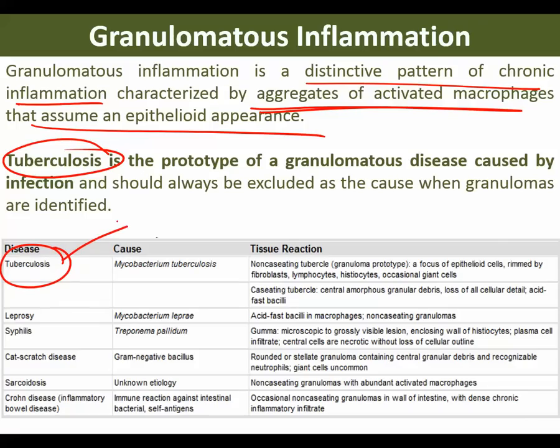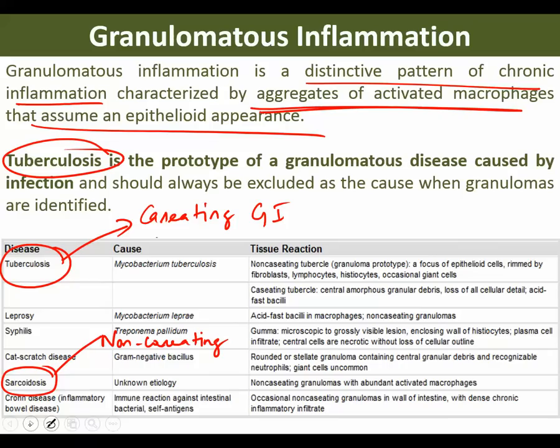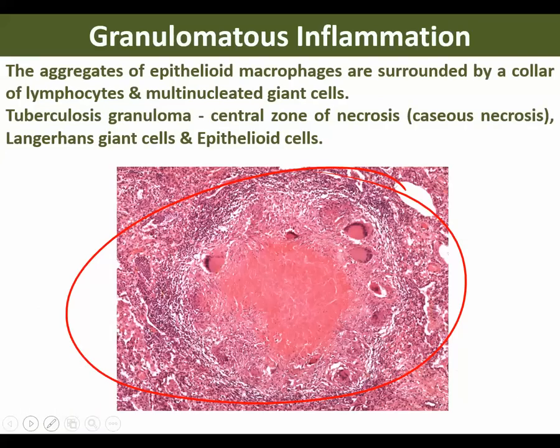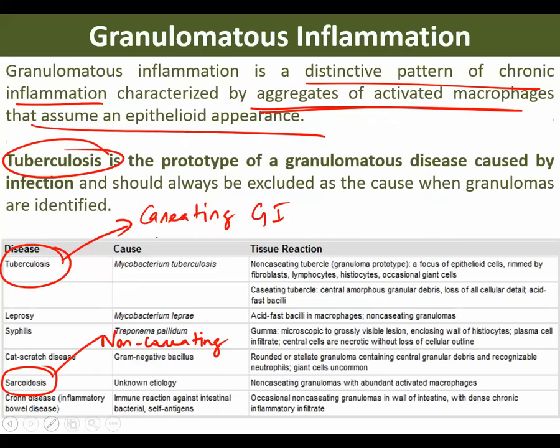Tuberculosis produces what type of granulomatous inflammation? Caseating granulomatous inflammation, because it produces caseating necrosis. Sarcoidosis produces what? Non-caseating granulomatous inflammation. Just remember this. Inshallah, in the respiratory module I will explain more.